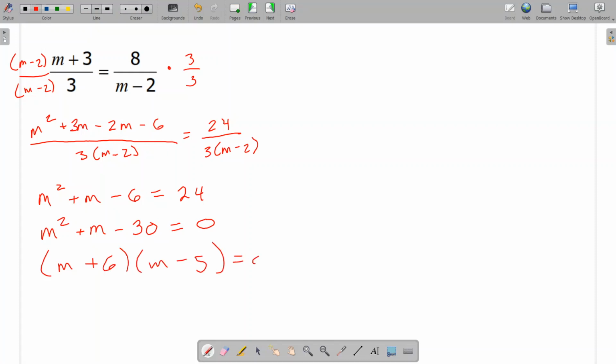Once we factor, we're going to set each factor equal to 0 and solve. So we're going to get m equals -6, m equals +5. Neither one of those values is going to make the denominator in the original equation a 0. So we have two solutions. m can equal -6 or +5.